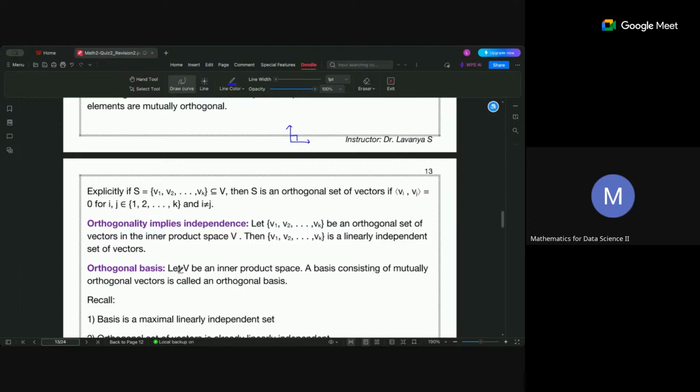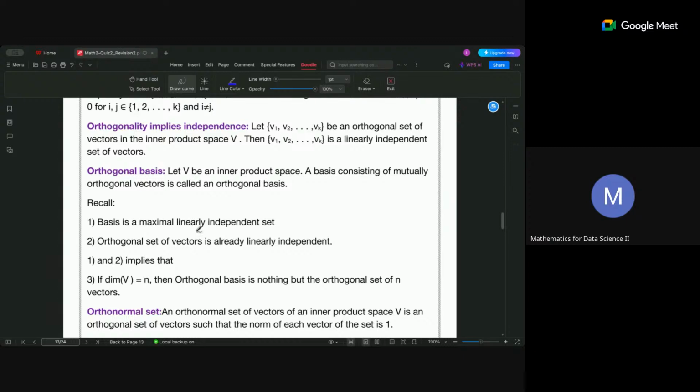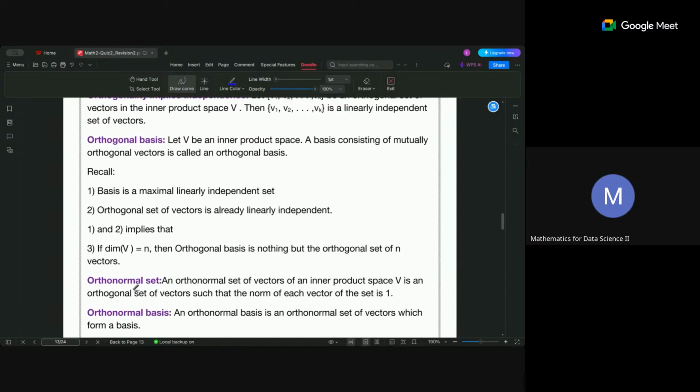Okay. And what is an orthogonal basis? An orthogonal basis means a basis consisting of mutually orthogonal vectors. So all the elements in the basis are orthogonal. It means that the set is linearly independent, and the vectors are orthogonal, right? If the dimension is n, then an orthogonal basis is nothing but an orthogonal set of n vectors.